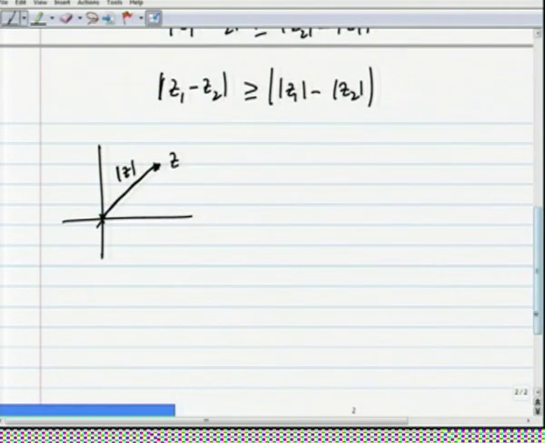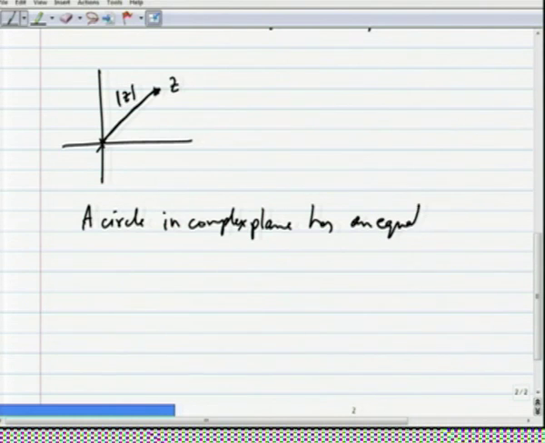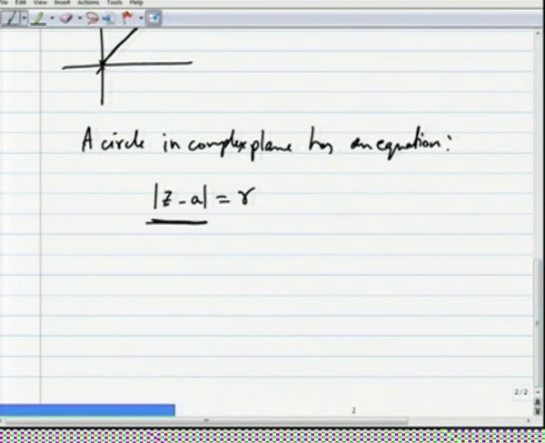And since a circle is the set of all points which are at a constant distance from a fixed point, we can say that a circle in complex plane has an equation the modulus of z minus a is equal to r. Okay. So, the modulus of z minus a measures the distance of z from a. So, a is the fixed point.